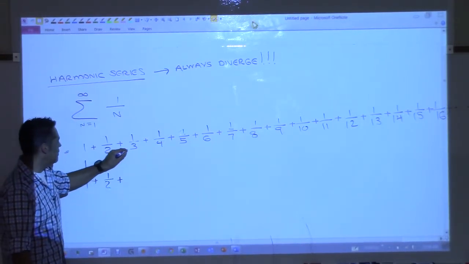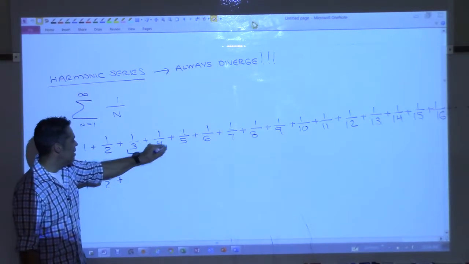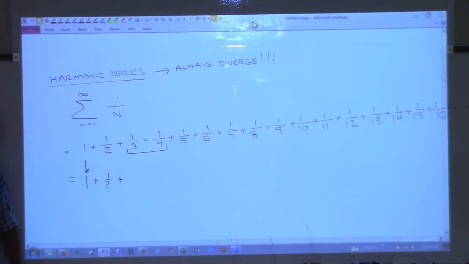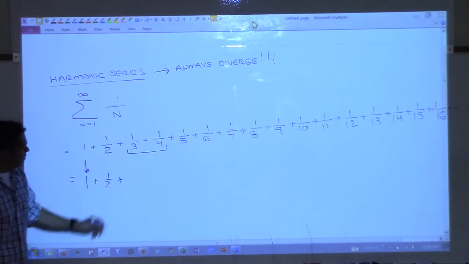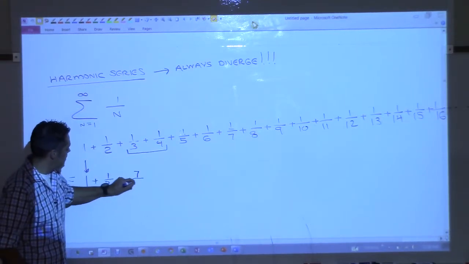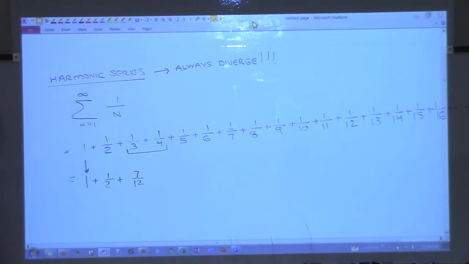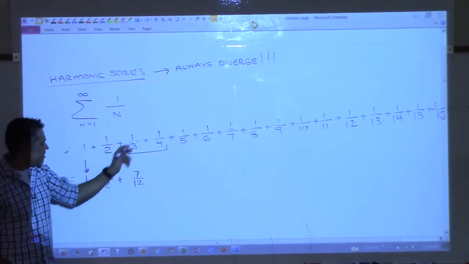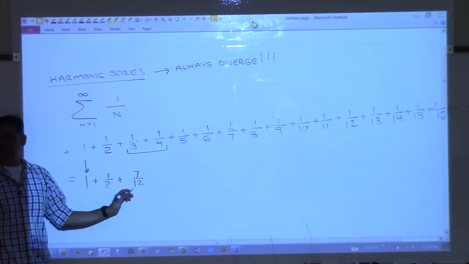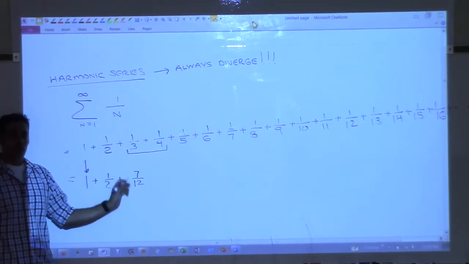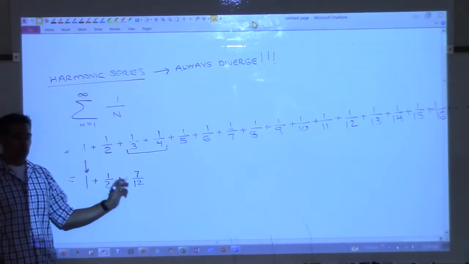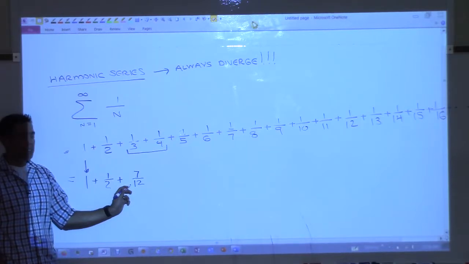Plus, now what I'd like for us to do is take a look at those two numbers right there. Get a common denominator between those and put them together. So what do we get if we put those together? 7 over 12. Right? Now, when we put these two together, 7 over 12, do you all agree that's bigger than a half? Because 6 over 12 is a half, right? This is 7 over 12, so this is bigger than a half.